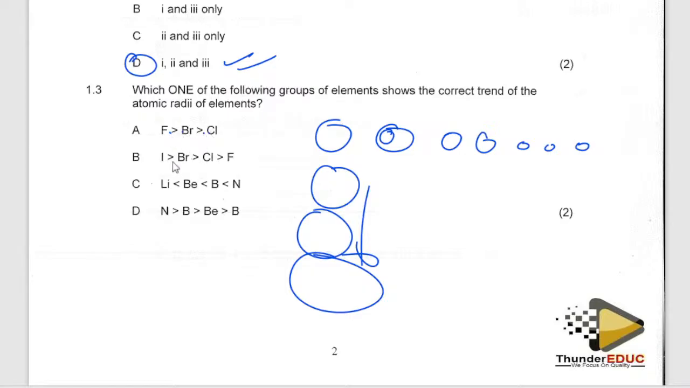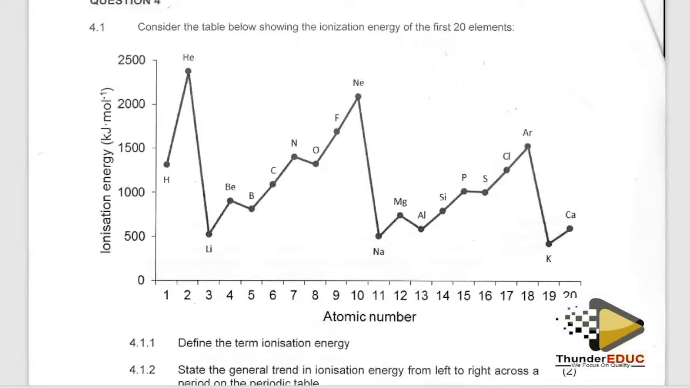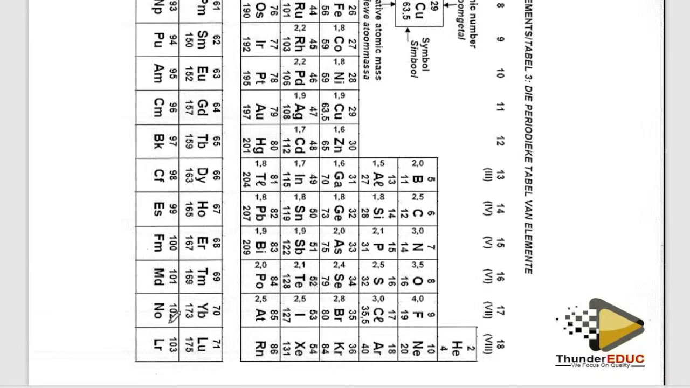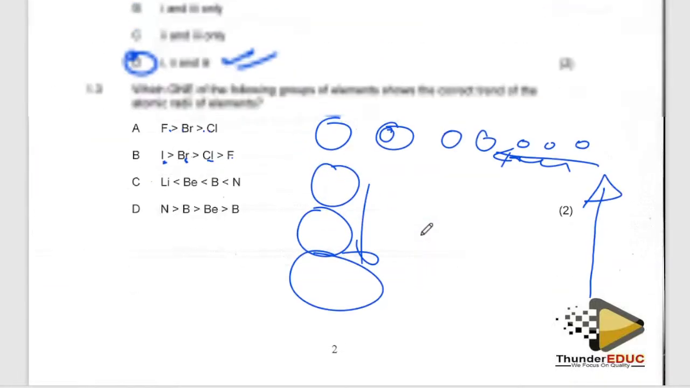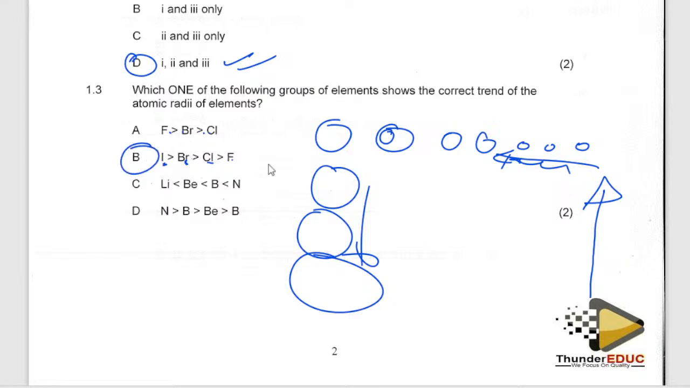Now let's look at this. Iodine is greater than bromine, bromine is greater than chlorine. They started from group 7 going upwards. If you check the periodic table, let me show you what I'm trying to say. They are looking for iodine, bromine, chlorine, fluorine. I think you understand where I got the answer. So the answer is that.